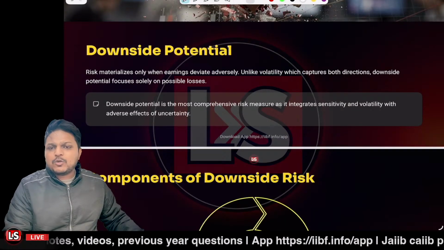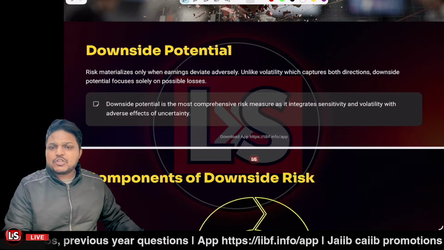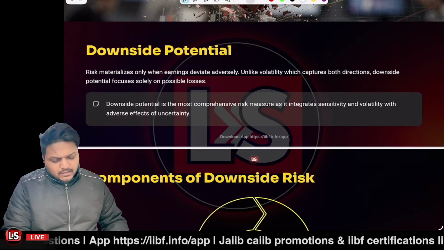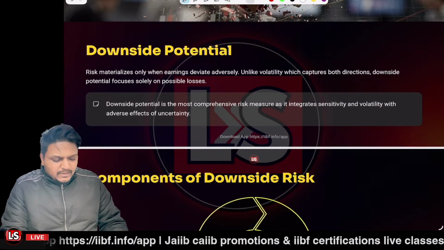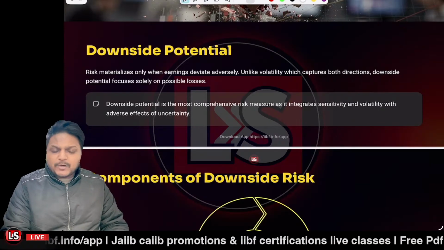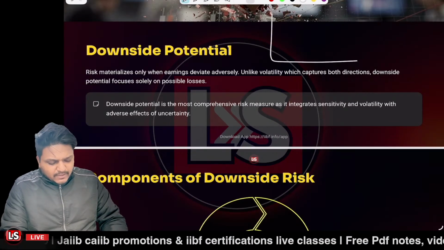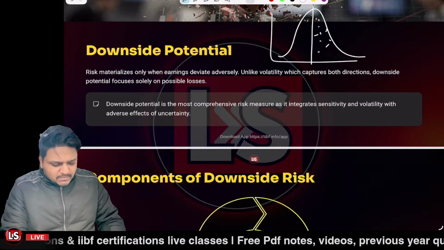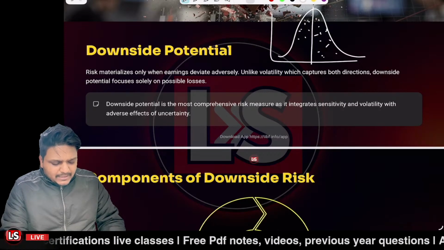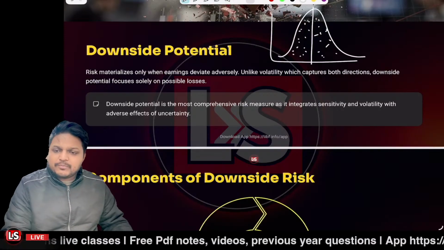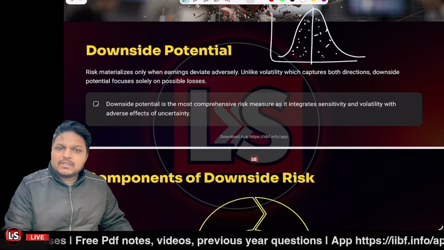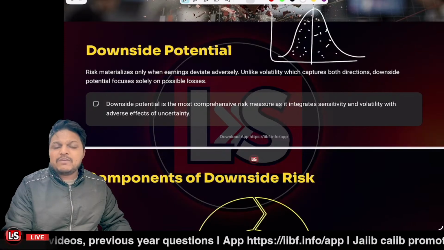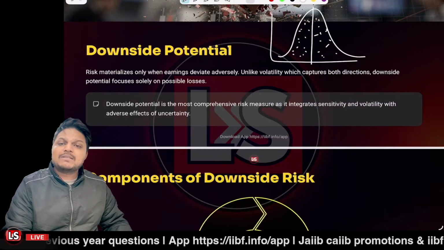Very important point to understand. Downside potential. See, in the case of normal volatility, we are talking about the favorable points also and the unfavorable points also. Like we drew the graph and I told you that some points might be favorable and some points might not be favorable, right? But in the case of the downside potential, we are trying to get along with the adverse side only, because the risk materializes only when they deviate adversely, right?